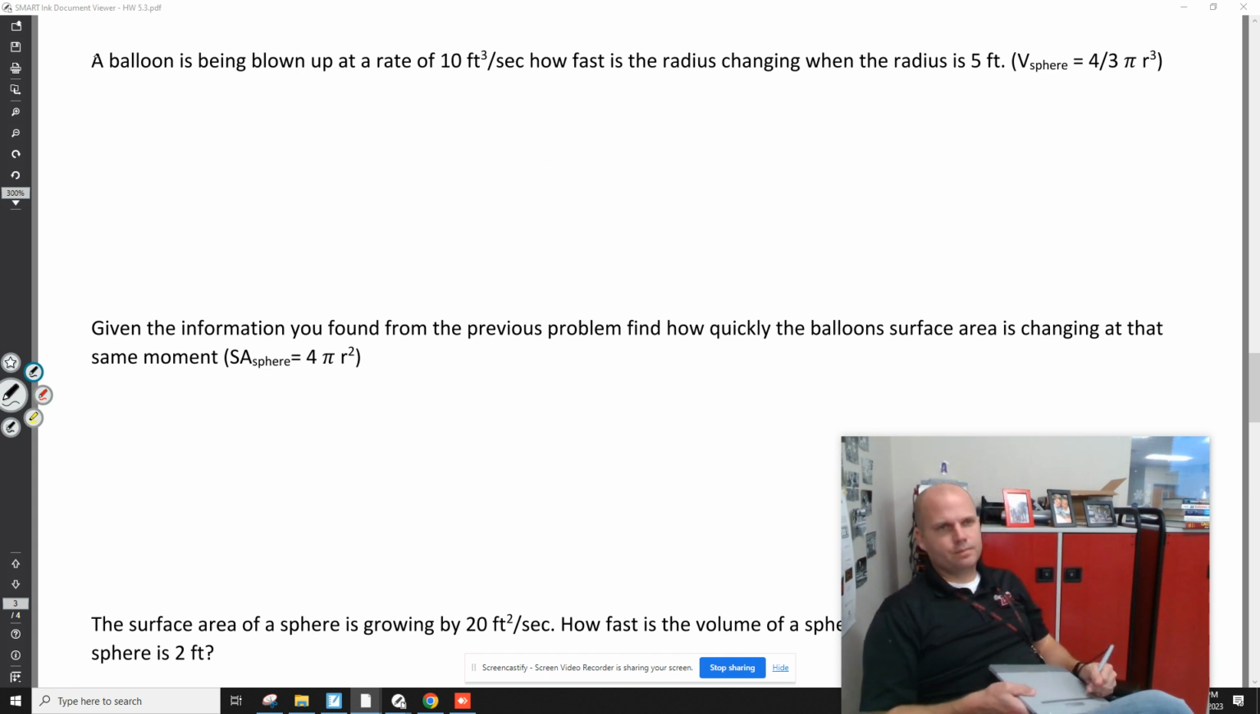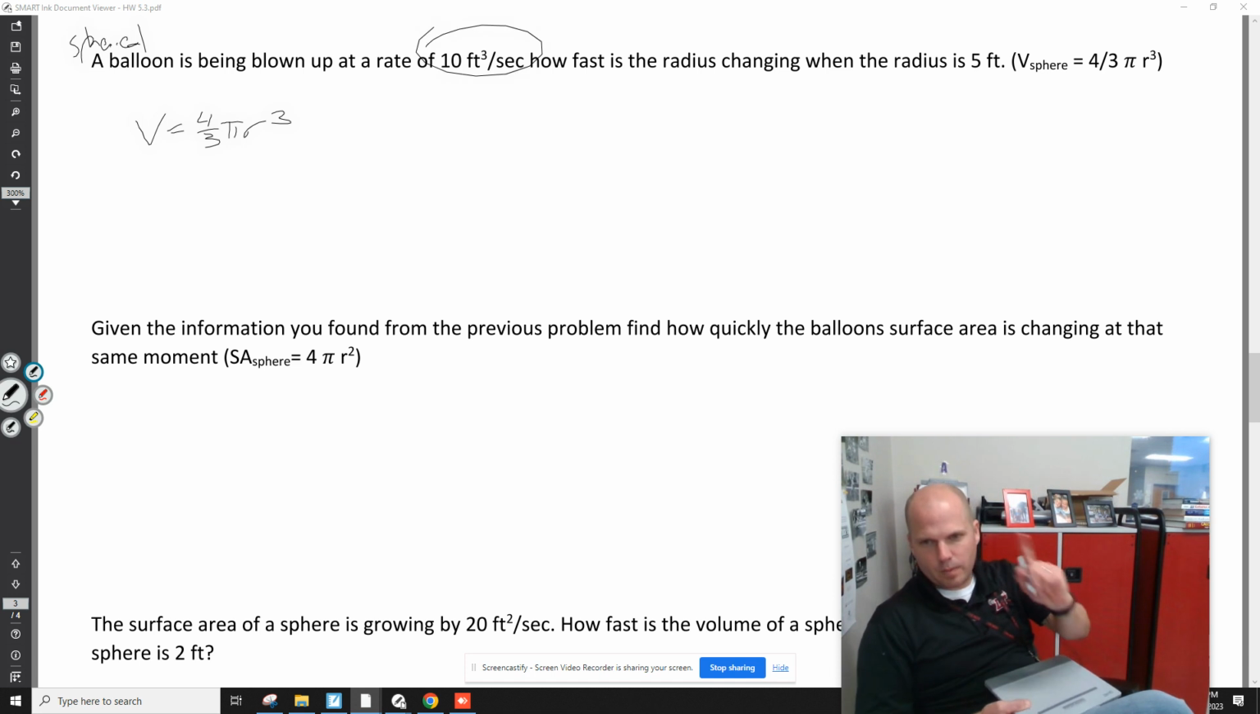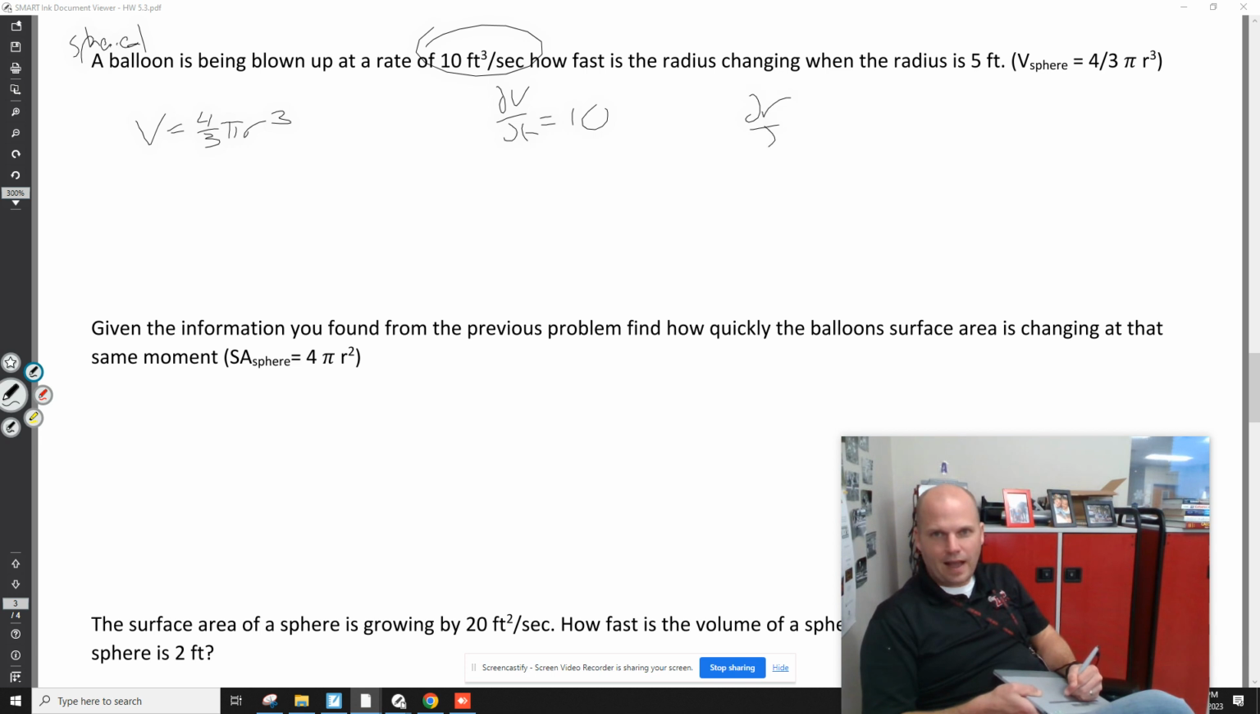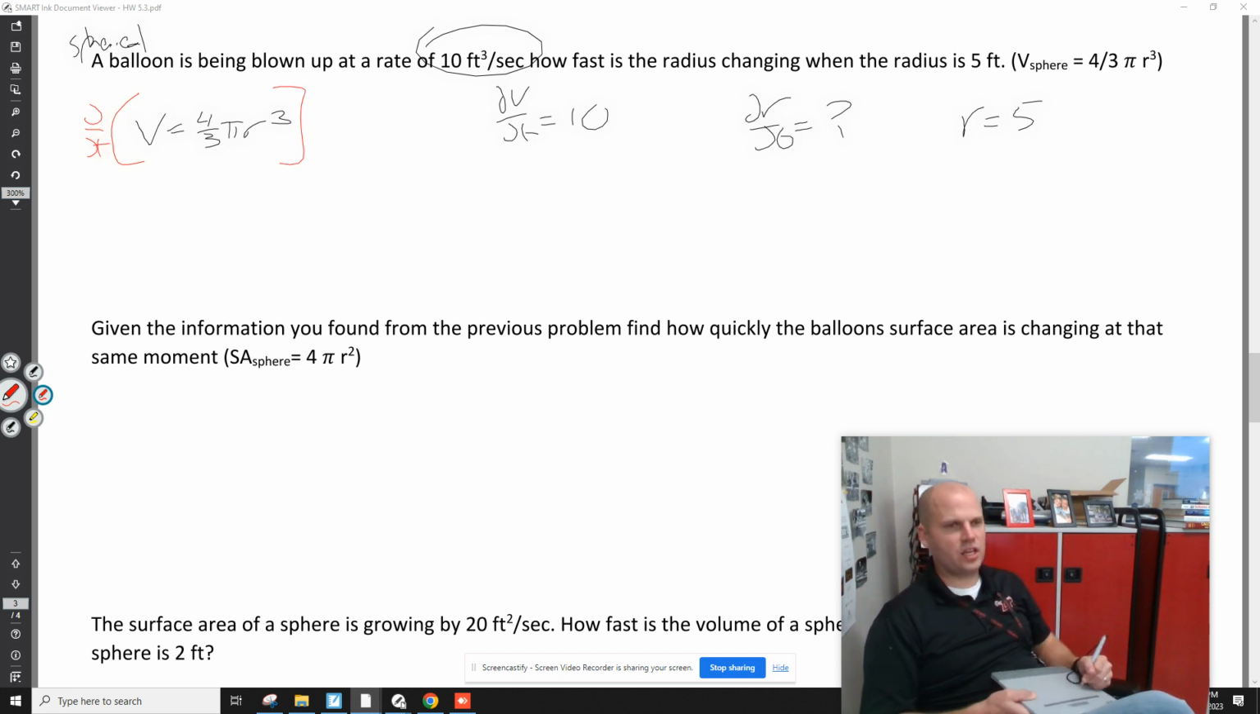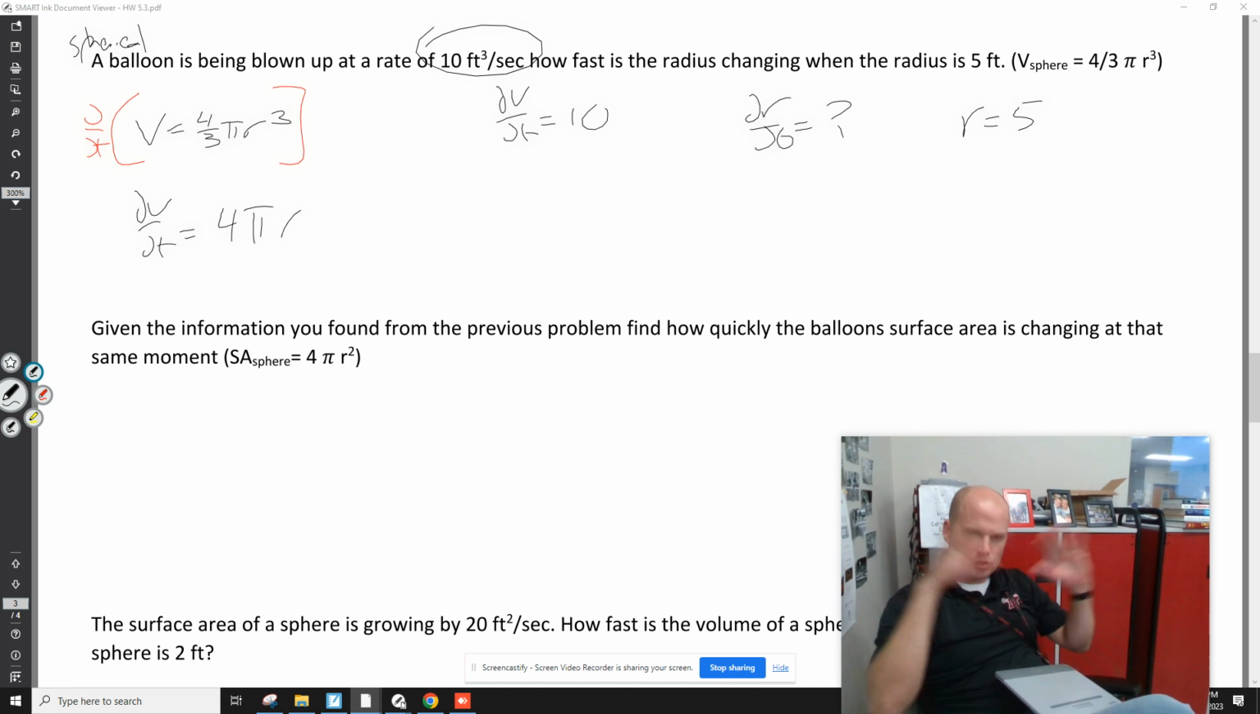The balloon's a sphere. It should say spherical, but it doesn't. Cubic feet per second. How fast is the radius changing? Cubic feet per second. Volume. Change in a volume. Feet per second. Volume. 3r squared. The 3 times the 4/3. Boom, 4.